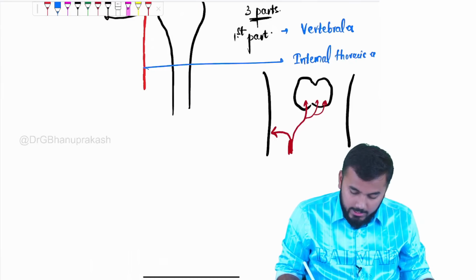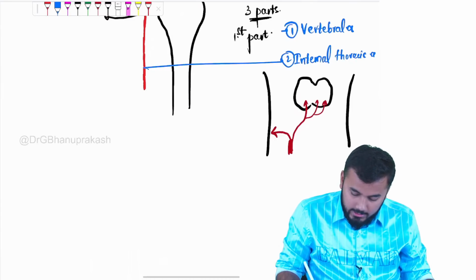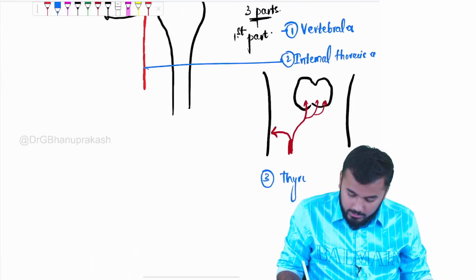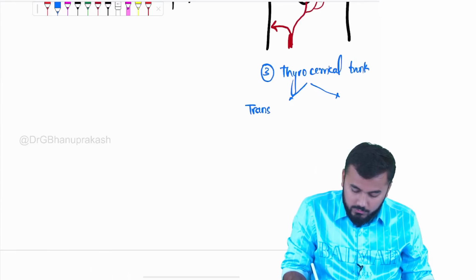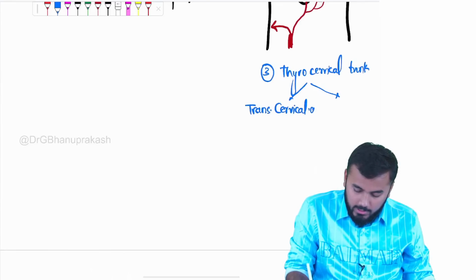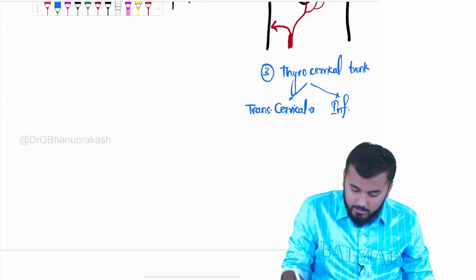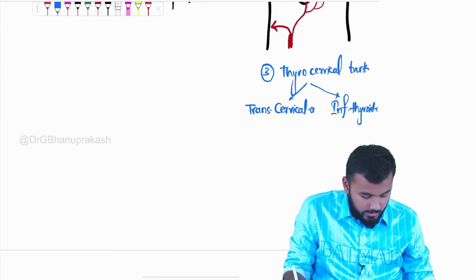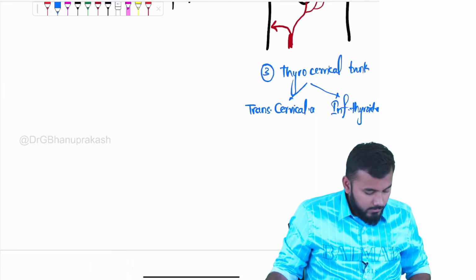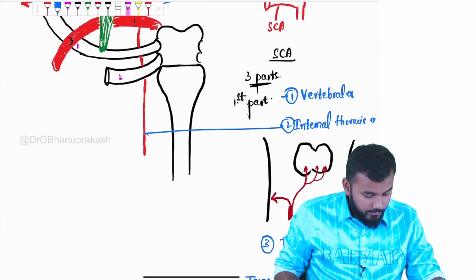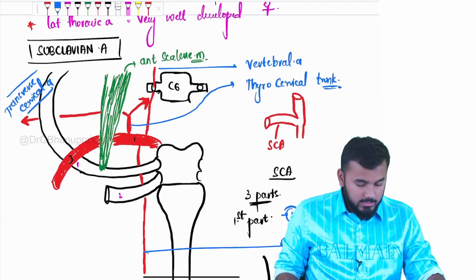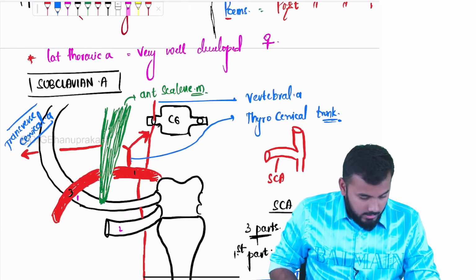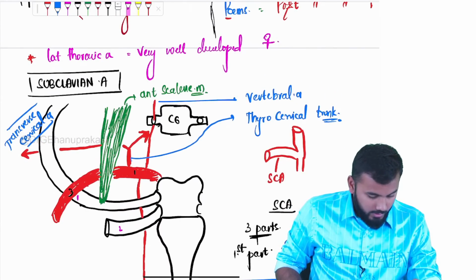So what I was telling you is that this is the first part, and the third branch is the thyrocervical trunk. Thyrocervical trunk has got two branches. One is called the transverse cervical artery. Another one is called the inferior thyroid artery. Right. So I hope it is clear for all of you. Fine, guys. So I want your answers, whether you're understanding or not, so that I can clear if you have any doubts.